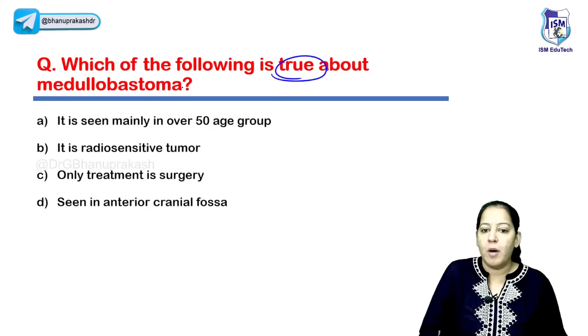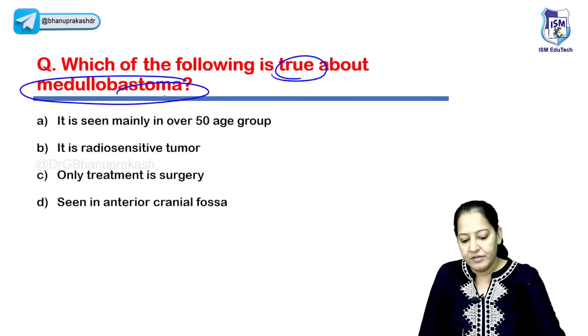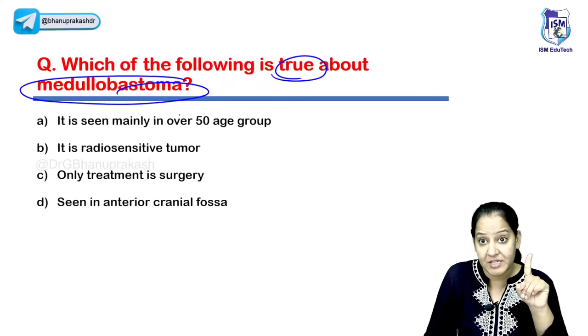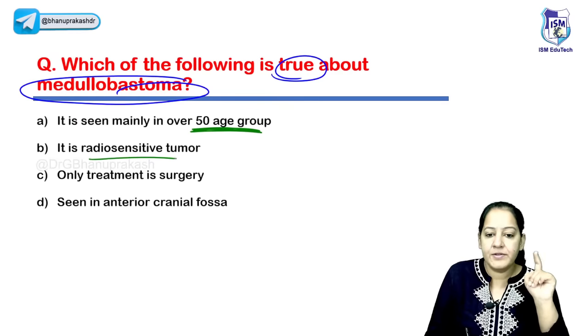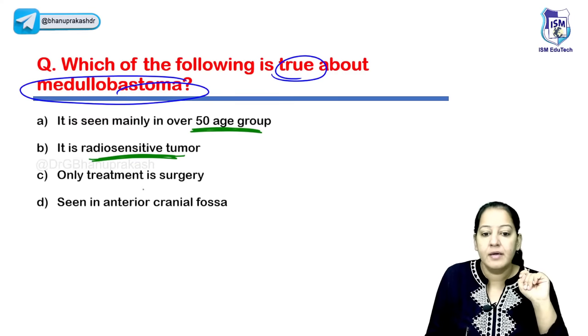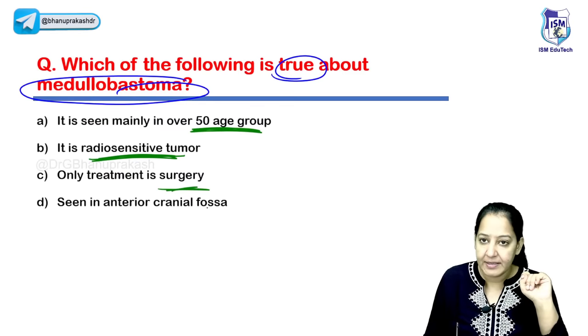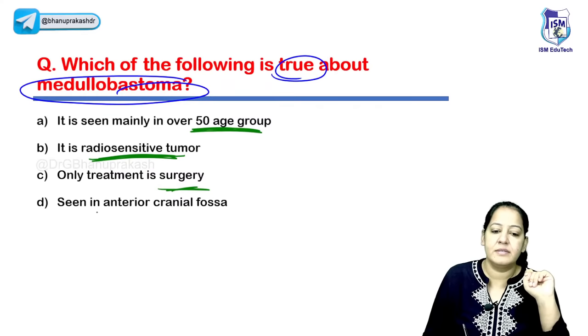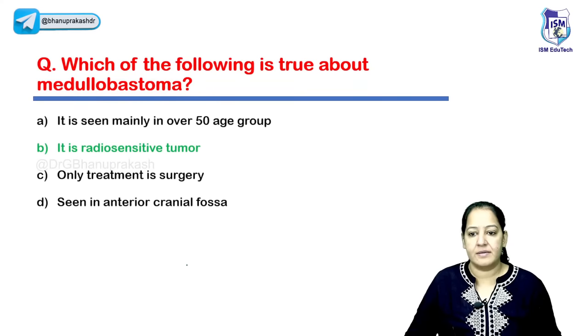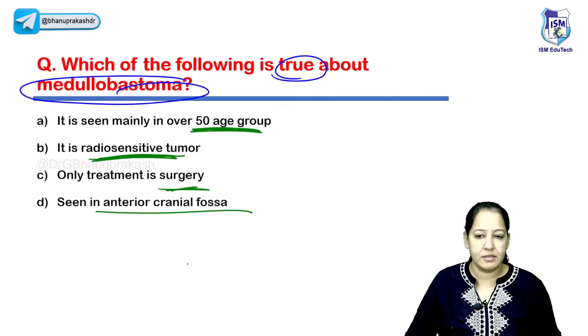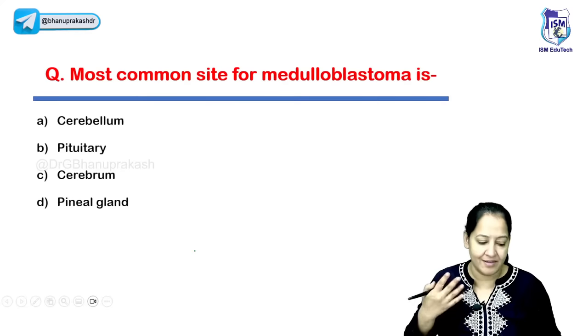The next question: which of the following is true about medulloblastoma? It is seen in 50 years of age. It is a radiosensitive tumor. The only treatment is surgery. It is seen in the anterior cranial fossa. What is the correct answer? Okay, I guess skip this question. Multiple options are there. Let it be.